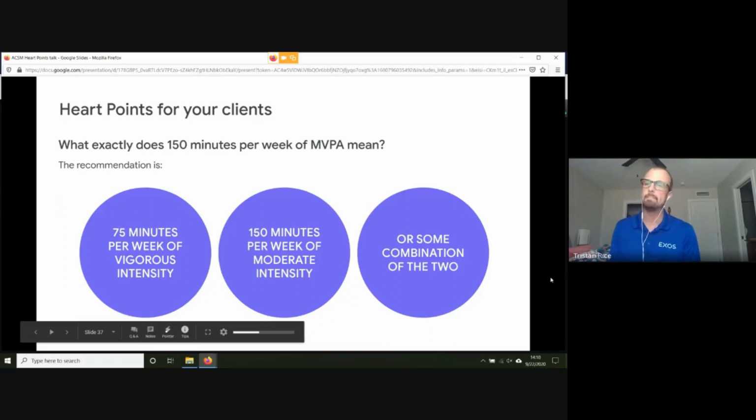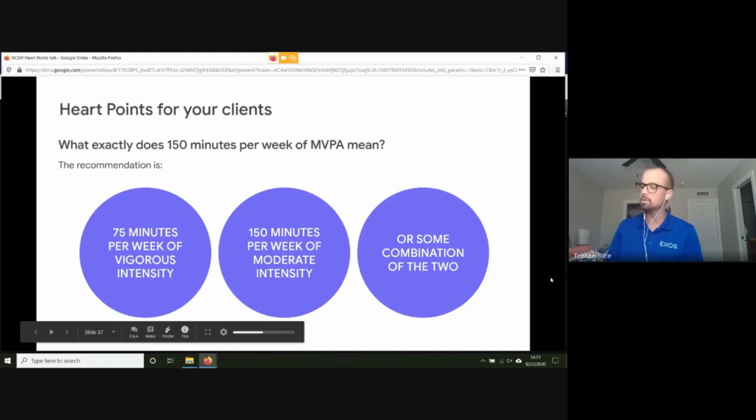But more than likely, what's going to end up happening is that there's going to be some combination of the two. And so, the question really becomes, well, how do we actually put this together in a meaningful way? 75 minutes of vigorous intensity, 150 minutes of moderate intensity, would certainly be appropriate for some of your clients. Those who are more deconditioned, those who may be coming back from being sedentary, those who otherwise need a more dialed down program for one reason or another, they may thrive in these sorts of environments.